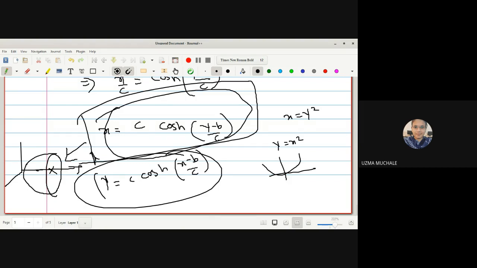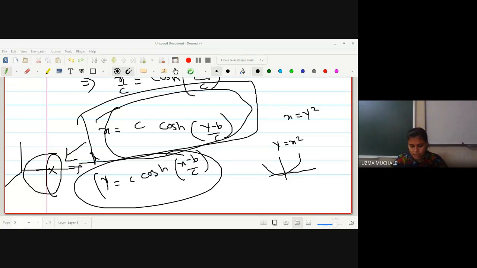Revolution is about the x-axis. I have told you for the revolution about the y-axis. Now you have to solve for the revolution about the x-axis. Those who do not know the equation of a catenary, you have to put faith in me that x is equal to c hyperbolic cos of y minus b upon c is the equation of a catenary. Okay. Thank you.